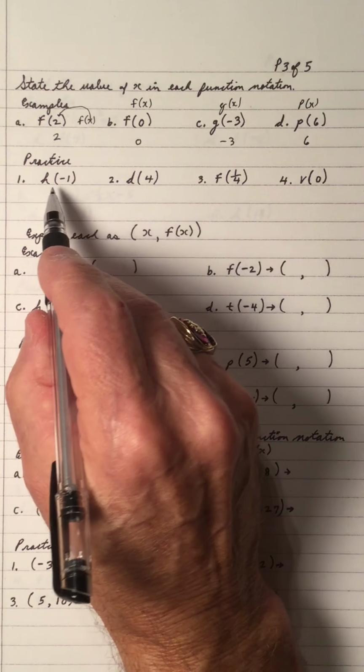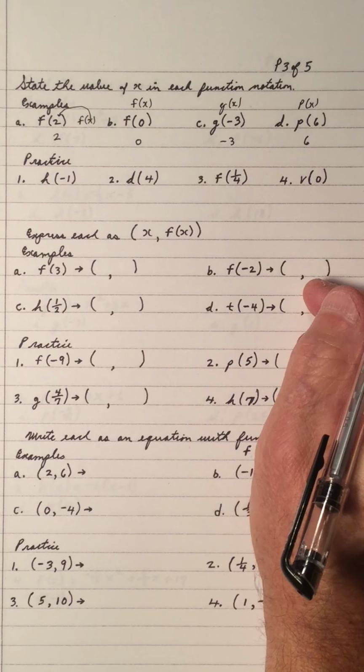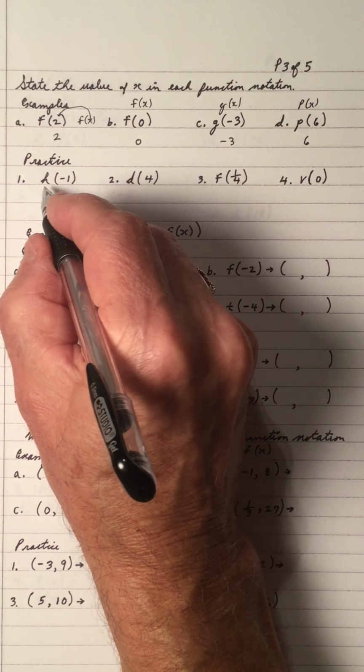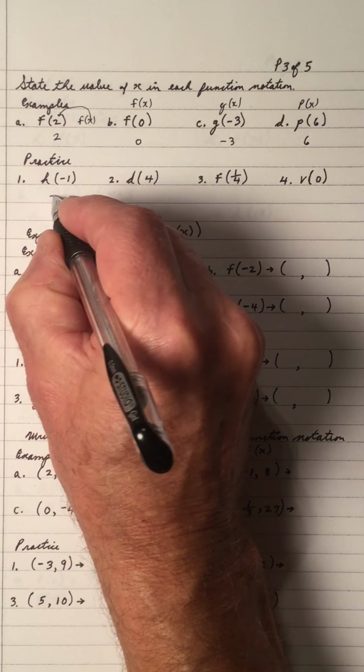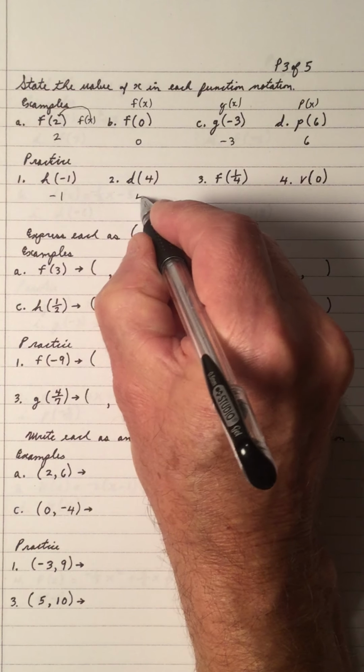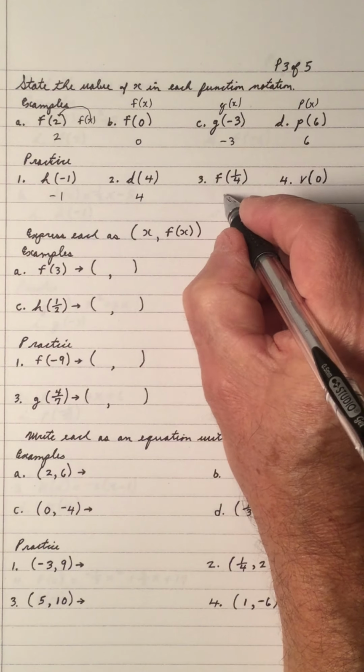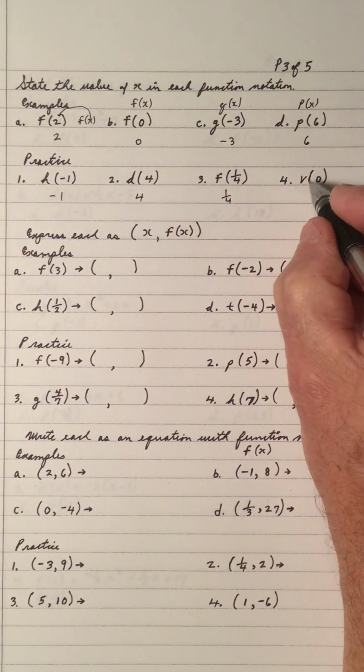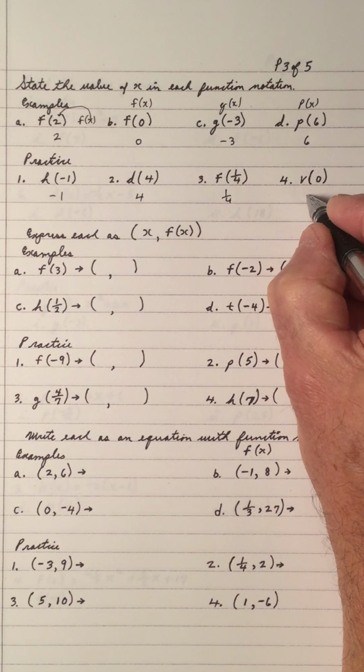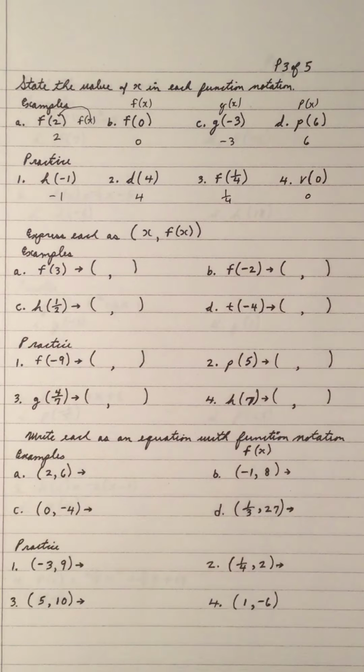So pause your video and see if you can get these 4 answers right, and play it back. h of negative 1, x is negative 1. f of 1/4, x is 1/4. v of 0 means that x is, excuse me, 0.